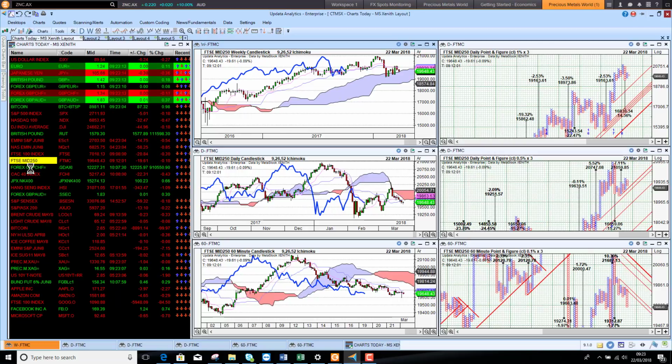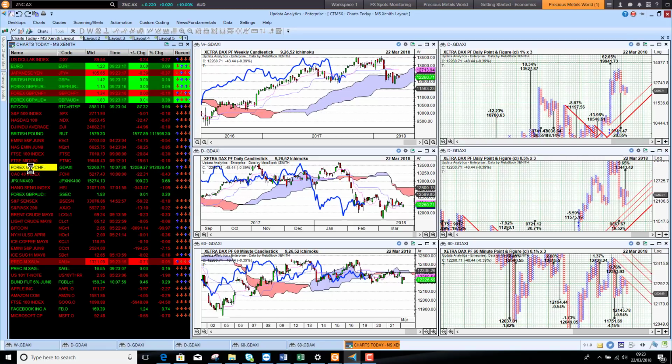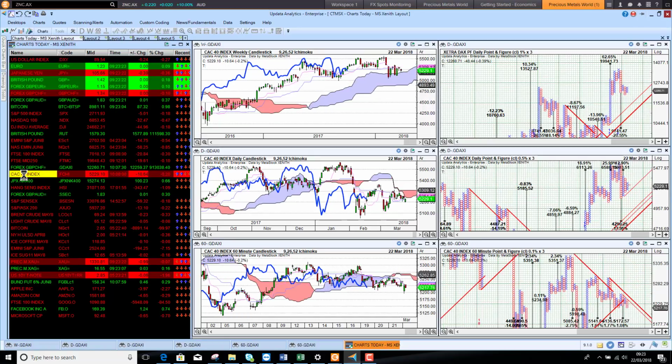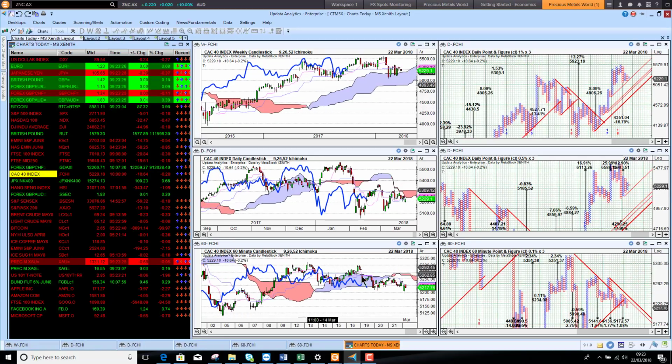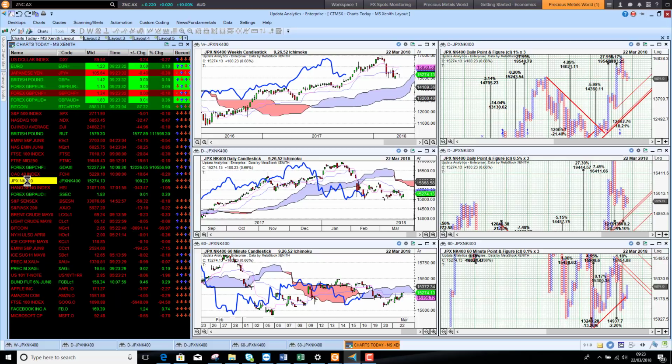So taking a look at German DAX. German DAX is actually looking a bit stronger than FTSE, but just turning a bit weaker again this morning. And the CAC 40, the French index, also just starting to turn a bit weaker and downside target. So the sentiment is deteriorating on European markets.